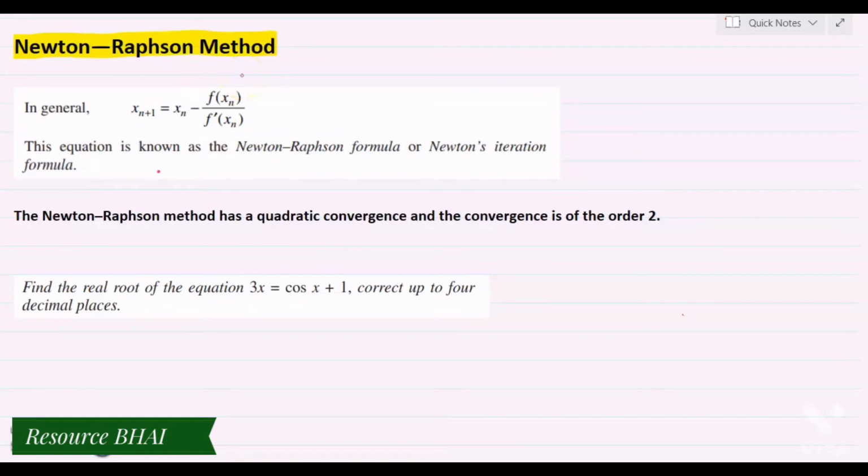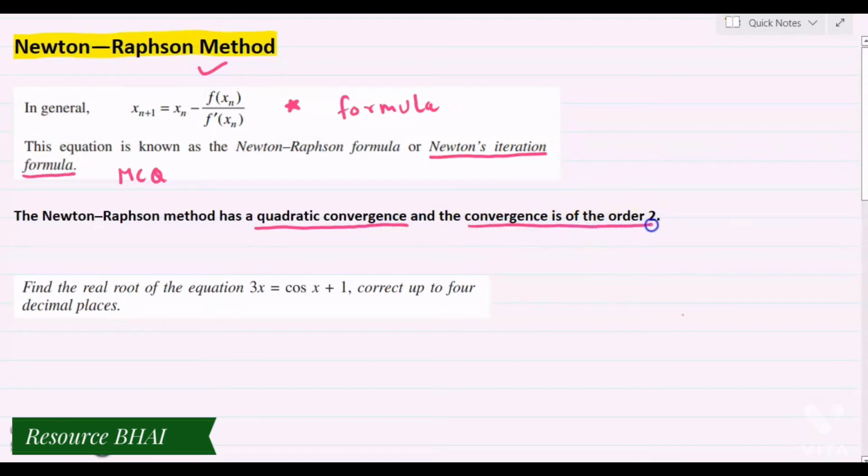Hello students, today we are going to discuss a very important method, that is the Newton-Raphson method. This is the formula of the Newton-Raphson method and it's very easy to remember. It is also known as Newton's iteration formula. This can be asked in MCQ. Also remember that the Newton-Raphson method has quadratic convergence, and the convergence is of order 2. This can also be asked in MCQ.